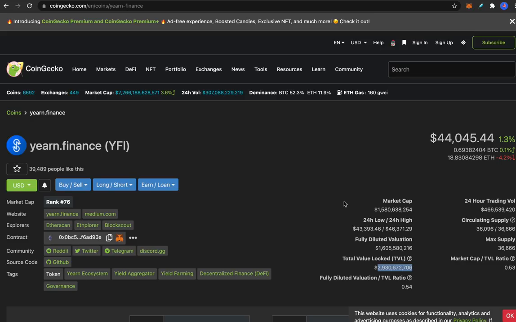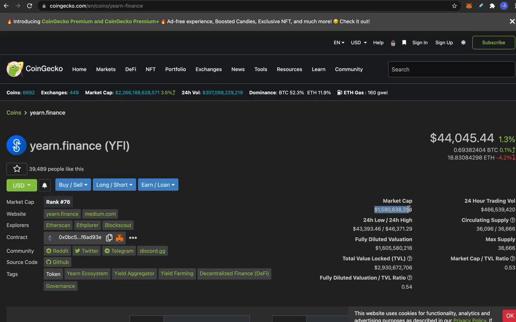So whenever I enter different niches, I try to find out the best project from that niche and basically invest into the best project or 2 best projects on that niche. Anyway, I always compare these things together, and the easiest way to compare them is basically to take a look at the fully diluted valuation compared to the total value locked.